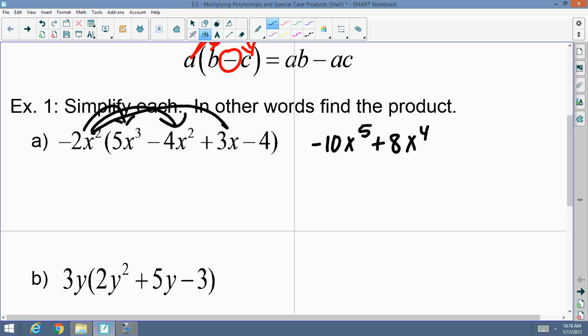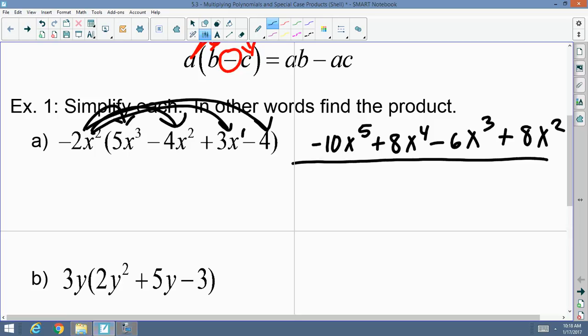Then I've got negative 6x cubed, because there's an invisible x there. No worries. And then I am left with plus 8x squared. Done.